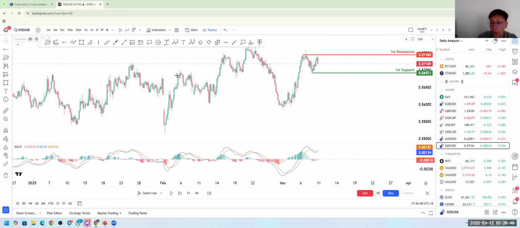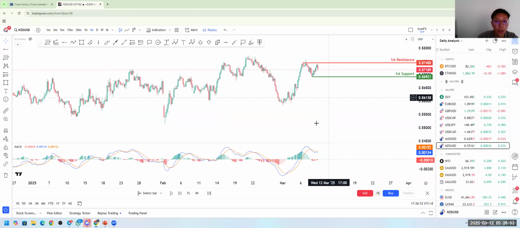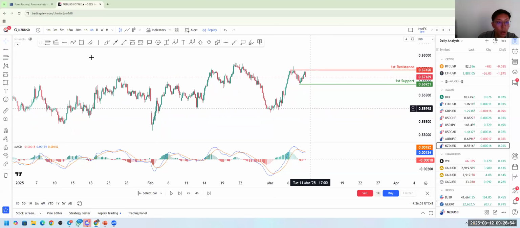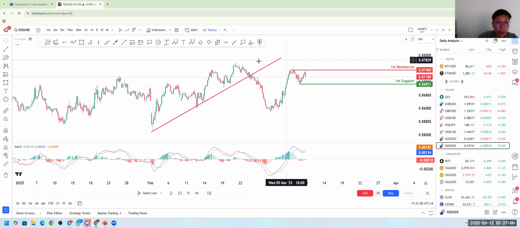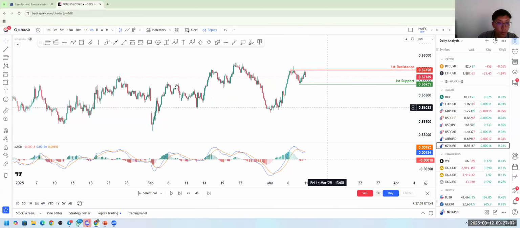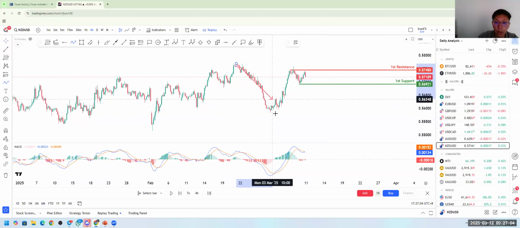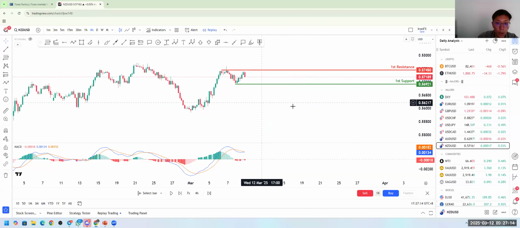Most likely NZD USD will be bearish because previously we have already broken this level right here. So now price could possibly make short-term sells all the way to this level over here. So we might want to focus on sells, right?